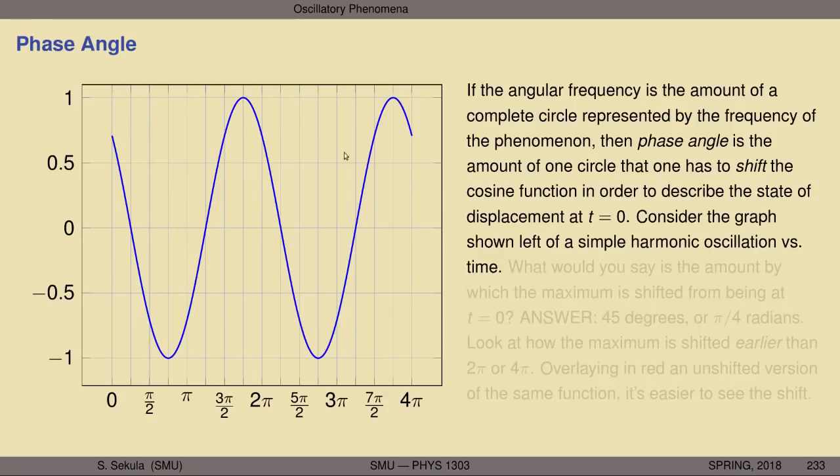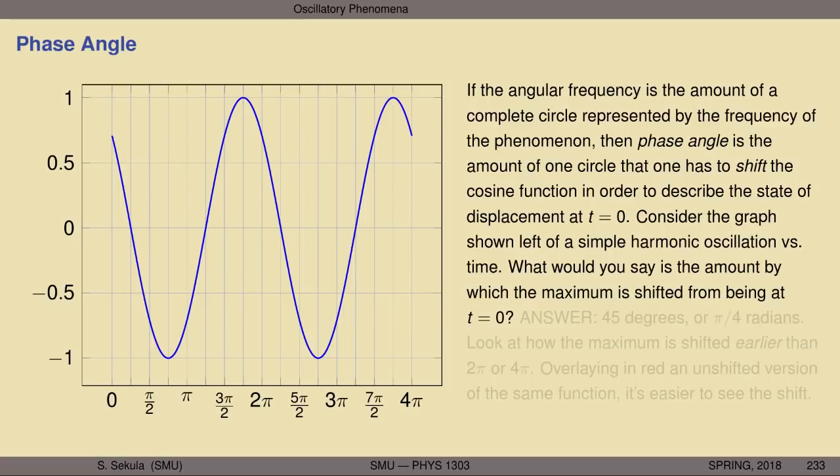So consider the graph I've constructed over here on the left. I'm showing you displacement on the vertical axis, and I'm showing you the number of radians, so the number of degrees through one cycle that a phenomenon has concluded by a particular part of the cycle. What would you say is the amount by which the maximum, so for instance here or here, is shifted from being at time equals zero? Notice that the curve does not make it back to its maximum point at t equals zero, so when the angle is zero. This is called a phase shift.